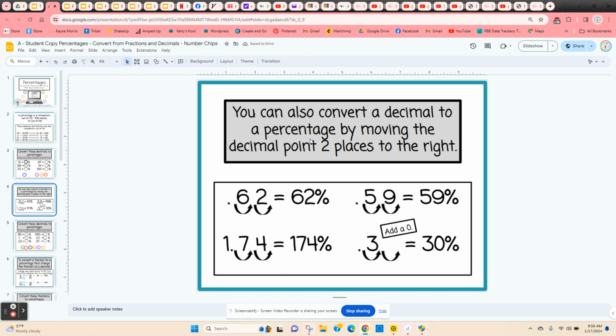Now, one way to convert a decimal to a percentage is to move the decimal point 2 places to the right. So here they can see this is 62%. If they have 1 74 hundredths and they move the decimal point 2 places to the right, they get 174%. And then this one, if there's no number here, they have to add a 0. So this would be 30%, not 3%.